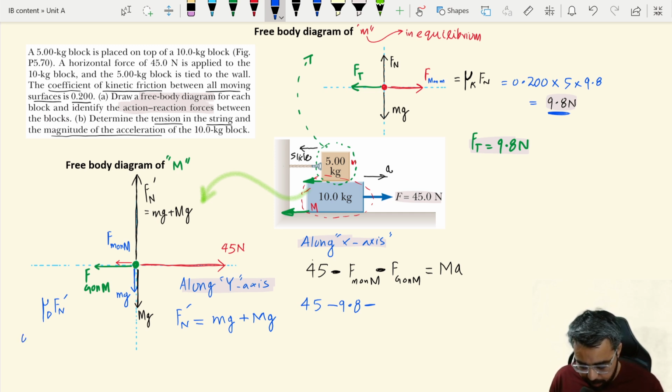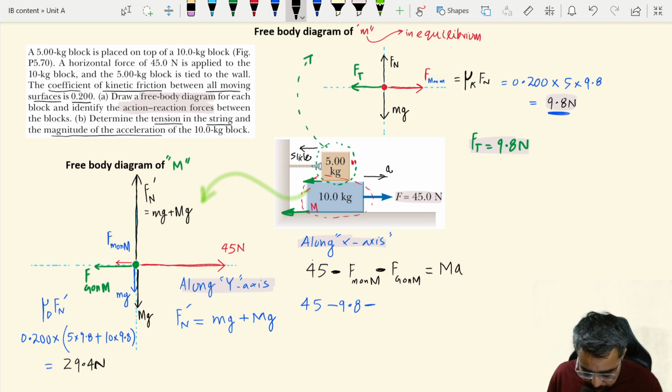What is the coefficient of friction? That is 0.200 times the normal force, which I had already told you is the sum of the weights. You see along the y-axis, these forces are balanced. So that's why I will write here the weights: the upper block has a weight 5 times 9.8, whereas the lower block has a weight 10 times 9.8. Collectively, this force of friction is, interestingly, 29.4 Newton, the force of friction applied by the ground on the 10 kilogram block.